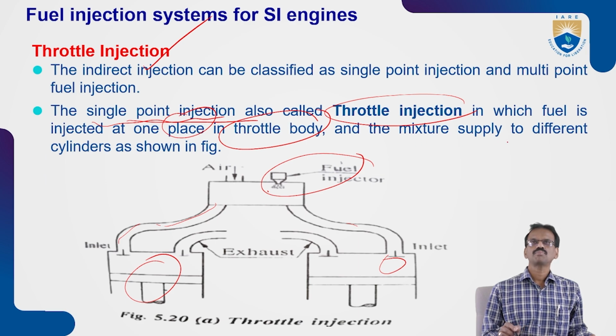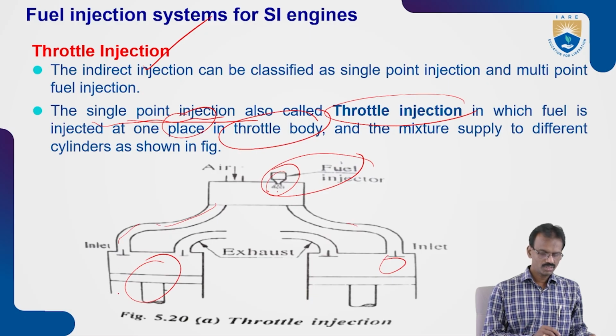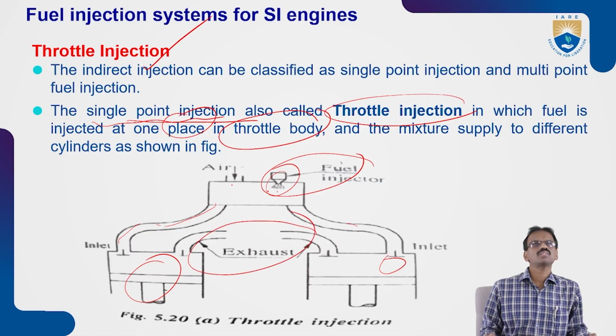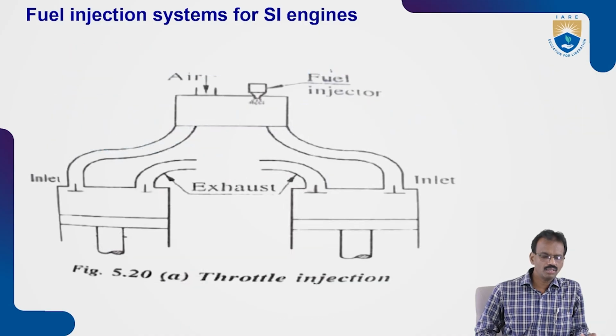The air fuel mixture is supplied to different cylinders. The air fuel mixture is injected here, and next the air fuel mixture is distributed. Some portion goes to one cylinder, some portion goes to another cylinder. These are the exhaust gases. This process is nothing but the throttle injection system. This is the throttle injection system diagram, you can see it like this.